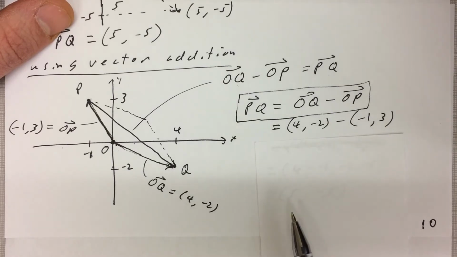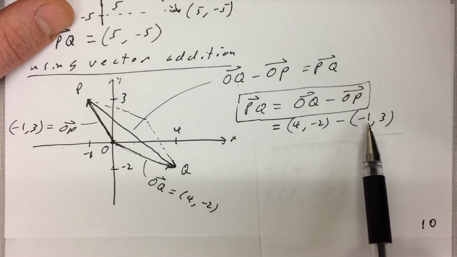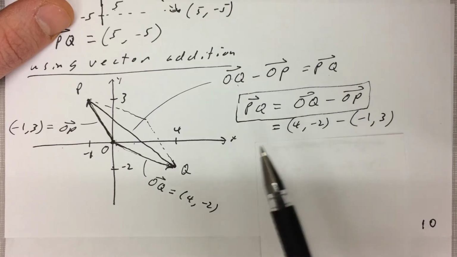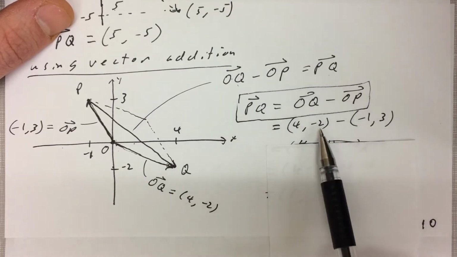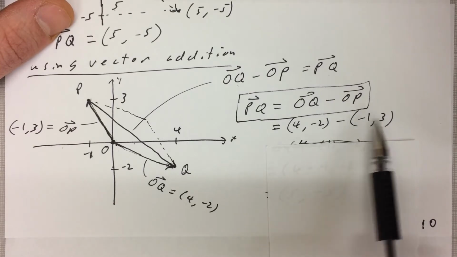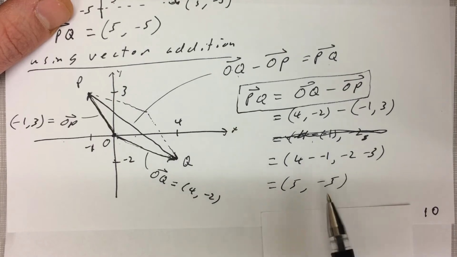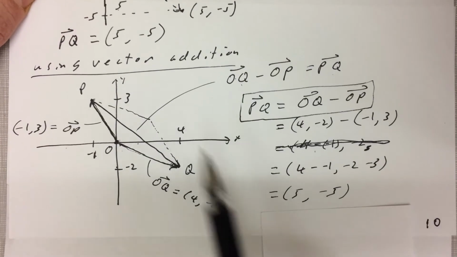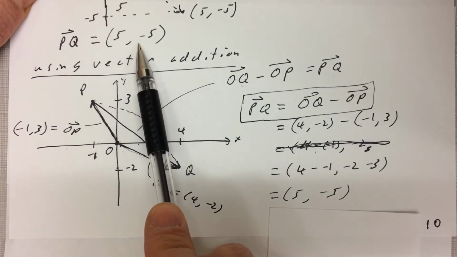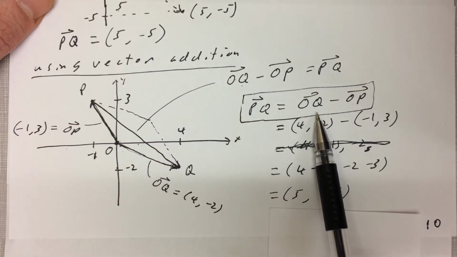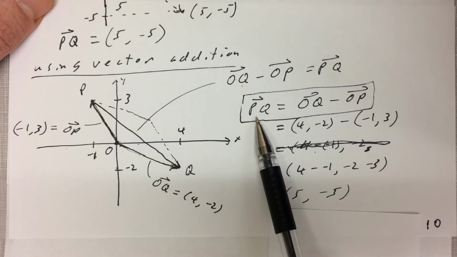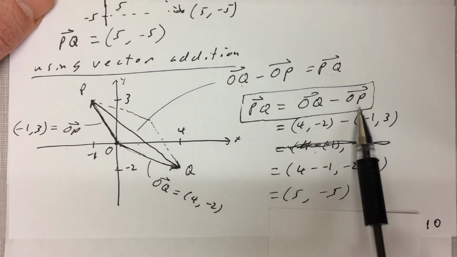When we subtract these vectors, well, 4 minus negative 1 is 4 plus 1, which is 5. And negative 2 minus 3 is going to be negative 5. And we get the same answer as we got from the previous example just by physically moving the vector. This formula always works. Vector PQ is OQ minus OP.